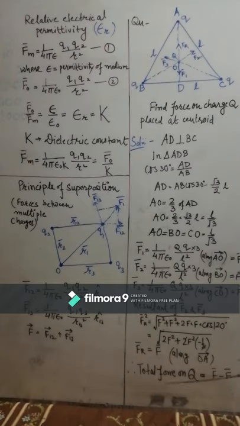Now, the total force on Q: resultant of F2 and F3 is FR, and the sum of F1 and FR will give us total force. So, the total force is equal to F plus F. You see, both are same in magnitude but opposite in direction. So F minus F is equal to 0. So net force acting on this charge which is placed at centroid is equal to 0. So this was one example.